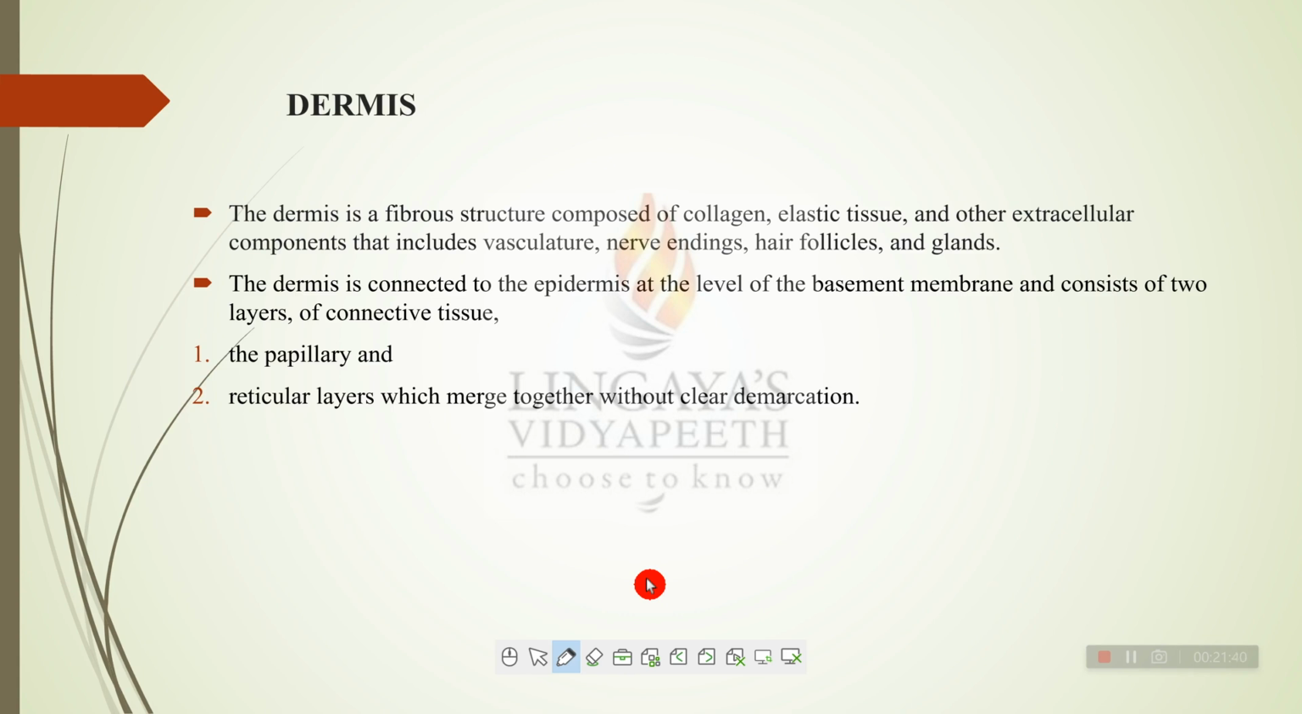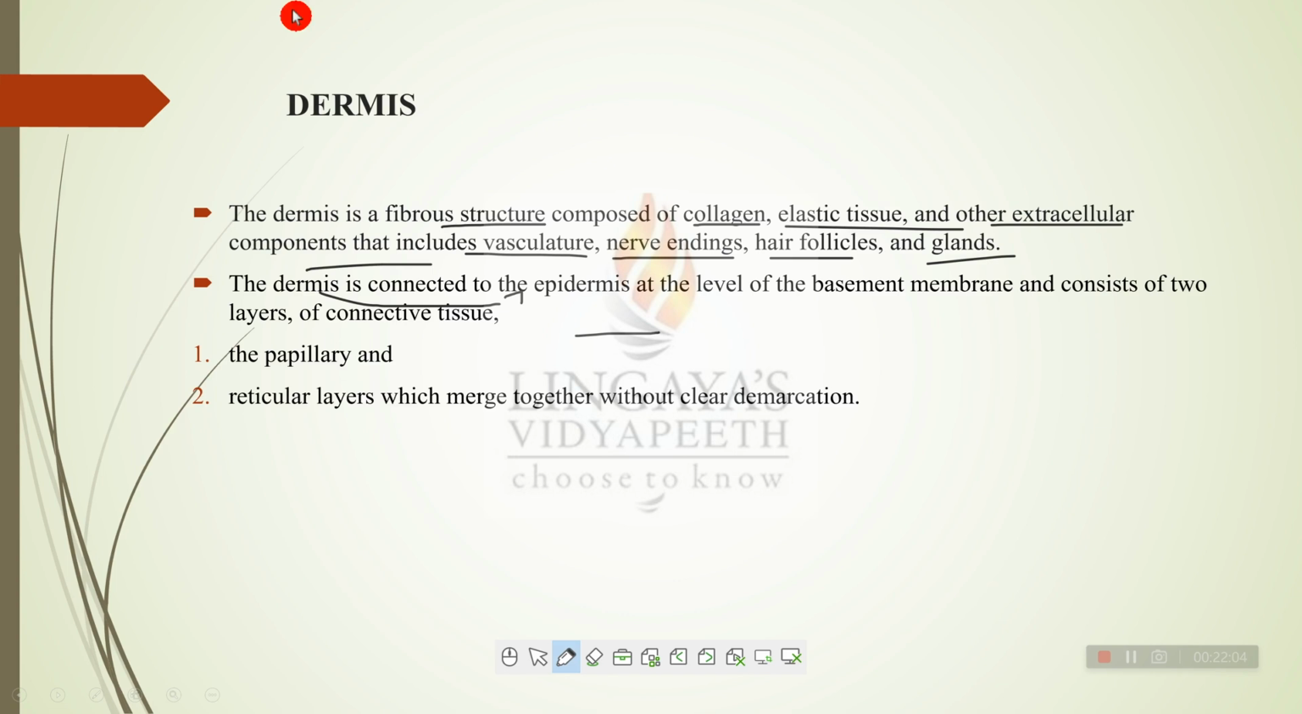Moving on, now talking about the dermis layer of the skin. So dermis is a fibrous structure which is composed of collagen, elastic tissue and other extracellular components such as vasculature, nerve endings, hair follicles and glands. The dermis is connected to the epidermis at the level of basement membrane.